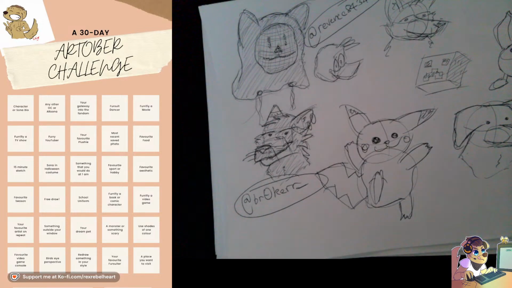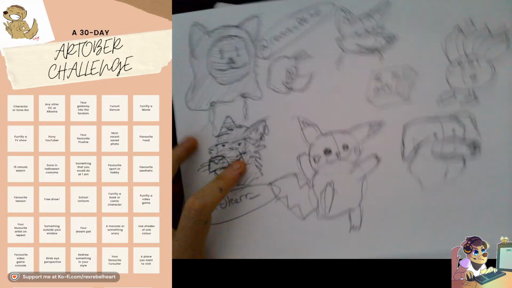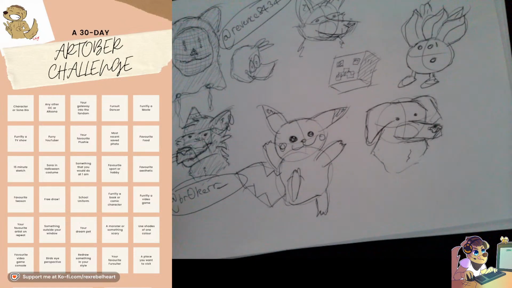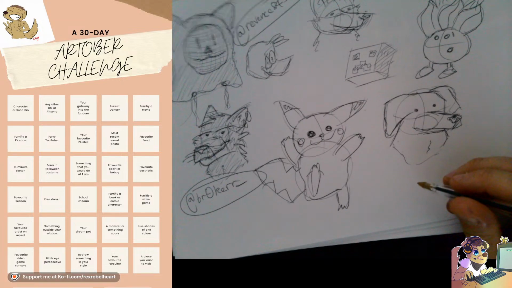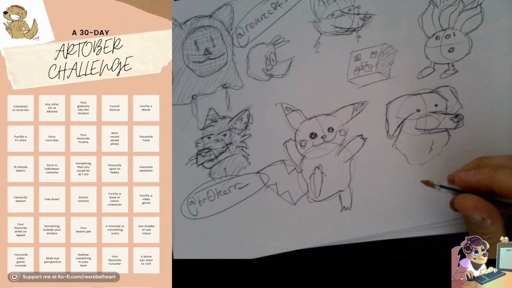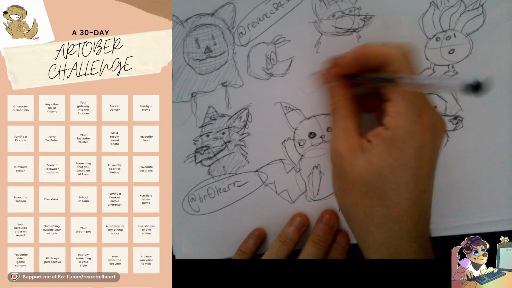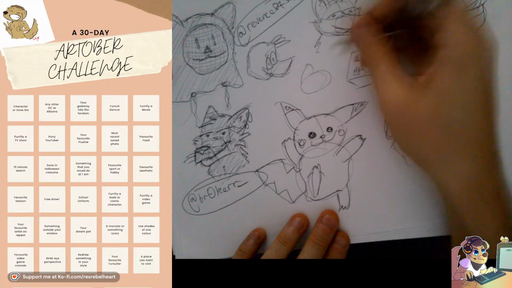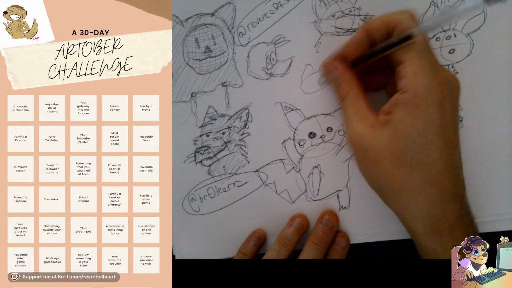Get a little bit more stuff on this sheet. Just kind of mess around a little bit.